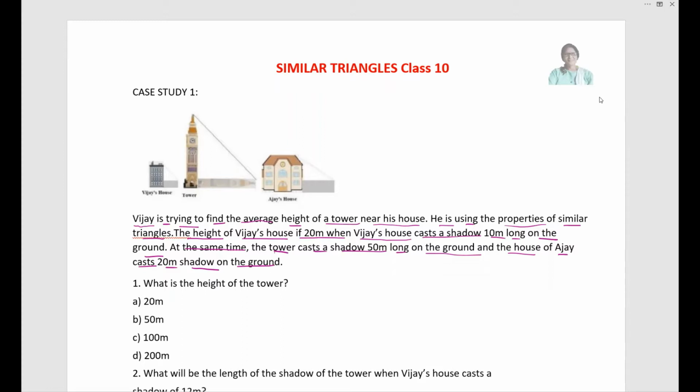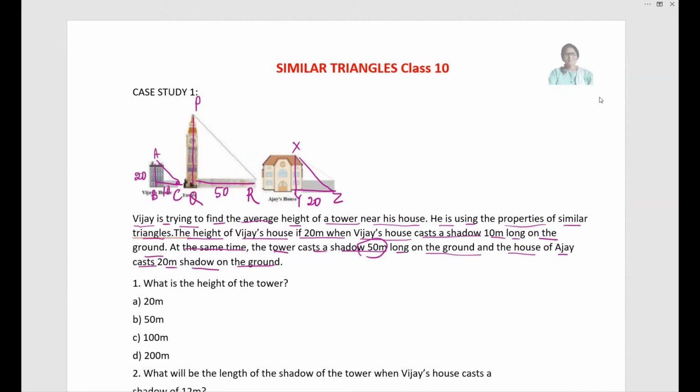First, this is Vijay's house. The height is given. It is 20 meter. And BC is the shadow. It is 10 meter. At the same time, PQ is the tower and QR is the shadow. The shadow length is given, how much? 50 meter. I'm not writing meter here. And this is Ajay's house, let us name it XYZ. Ajay's house casts a 20 meter shadow. YZ is 20 meter.